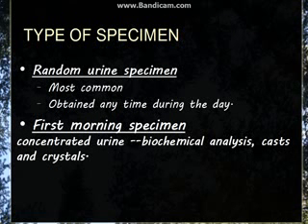Now the types of specimen used are: first is the random urine specimen. This is most commonly used because it can be obtained at any time. Second is the first morning specimen. This is the most concentrated form of the urine and is used for biochemical analysis and for examination of casts and crystals present in the urine.